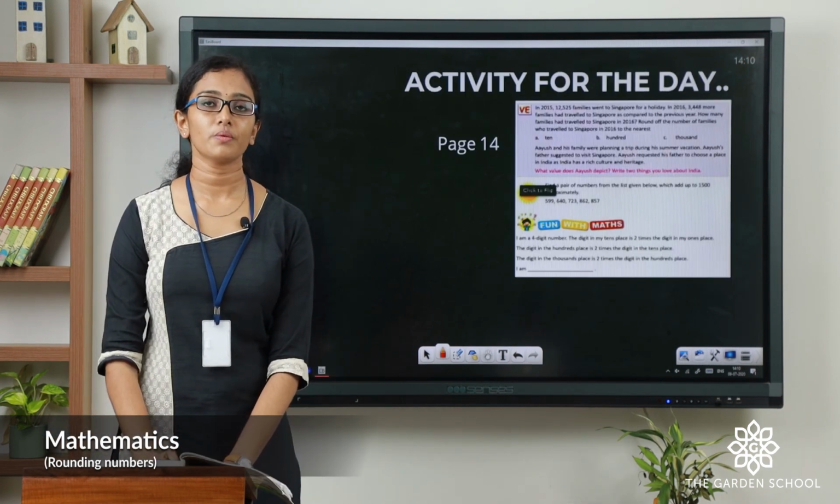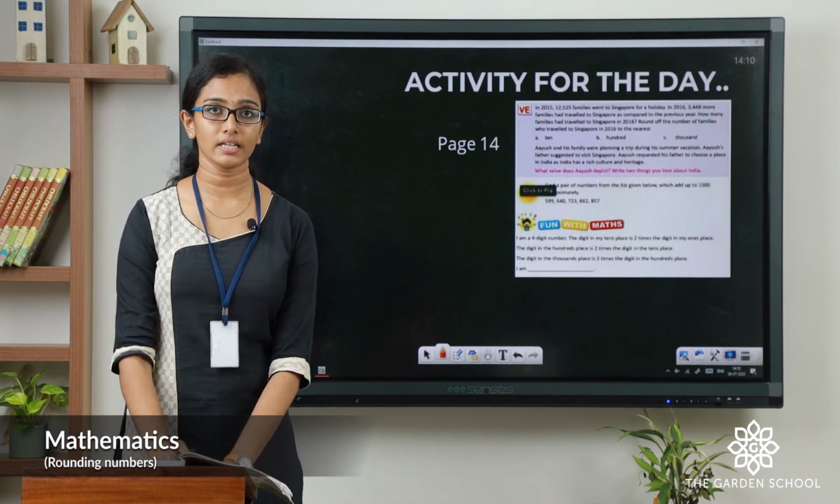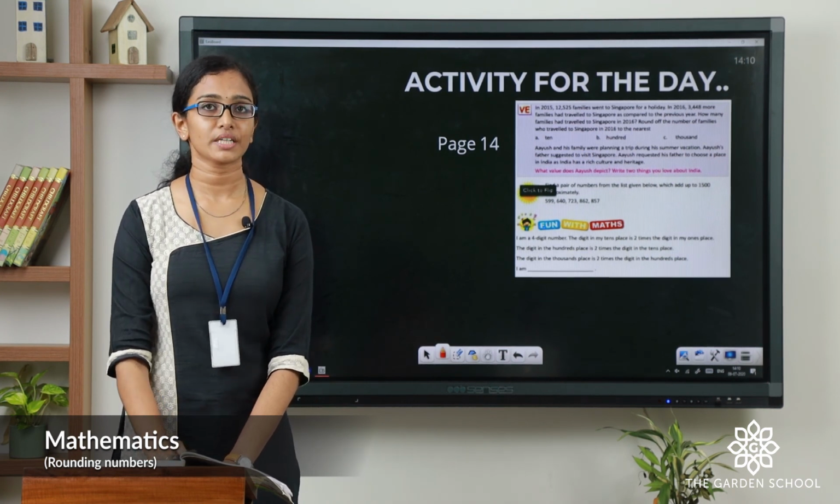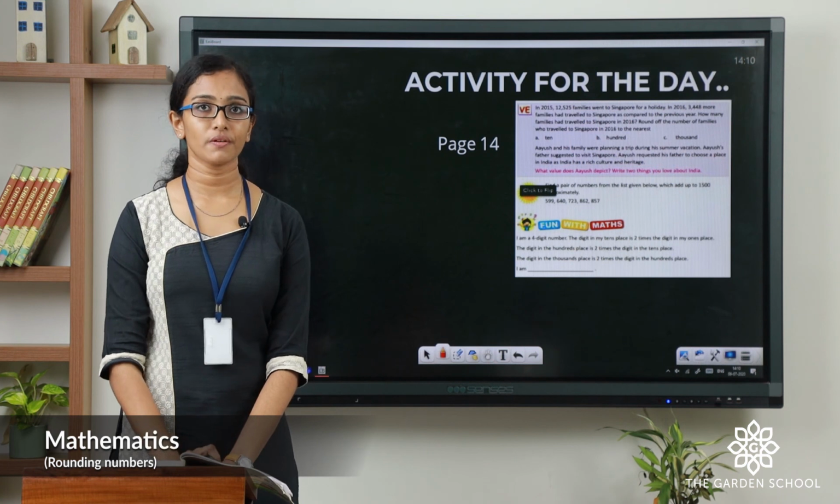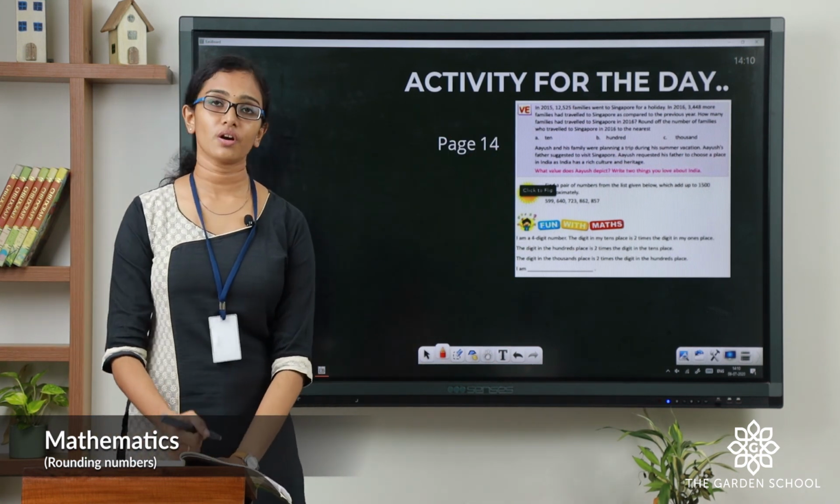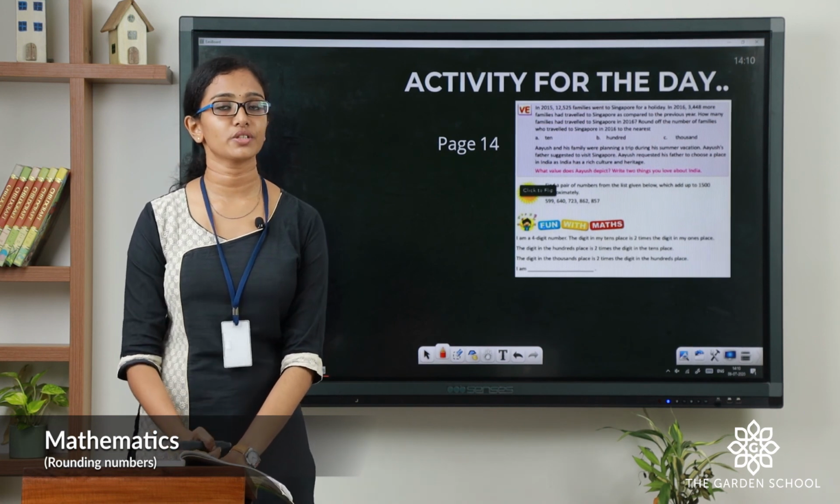So today we talked about rounding off numbers to the nearest 10, 100 and thousands. I hope the concepts are clear to you. So as an activity for the day, you can turn to page number 14 in your textbook. You will see 3 questions there. You can note down the answers in your notebook, take the picture and send us.